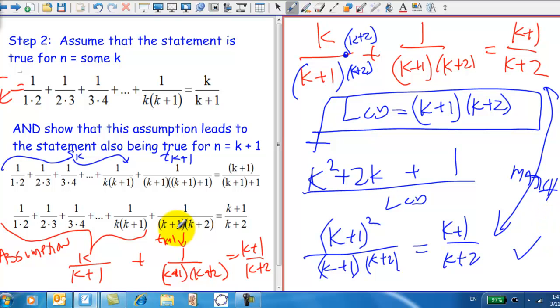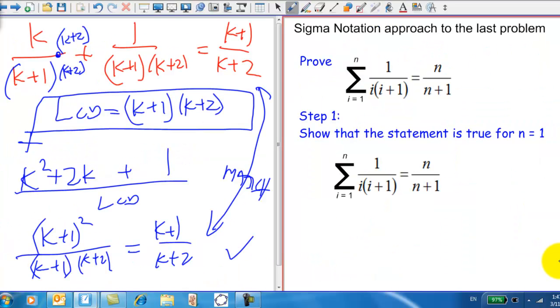Show that adding the k plus first term on to the old sum of the first k will give you the sum of the first k plus 1 under the new formula. Let's go over the proof again, this time using sigma notation. You're trying to prove this, that the sum from i equals 1 to n of 1 over i times i plus 1 equals n over n plus 1.